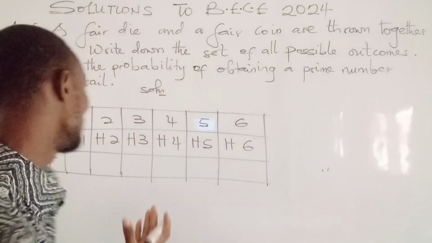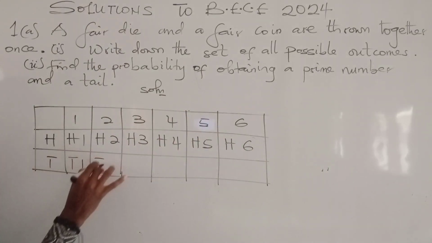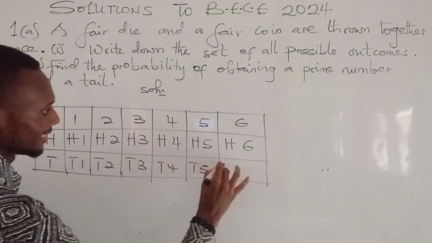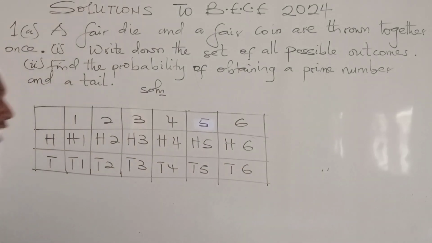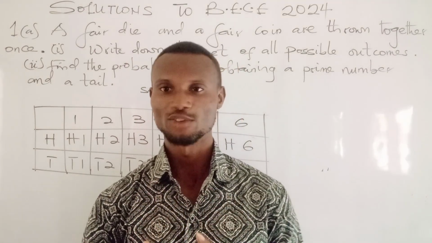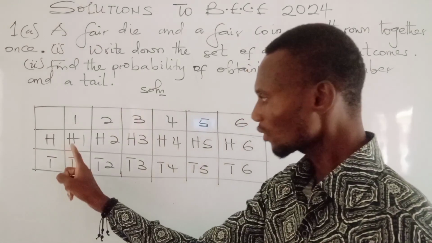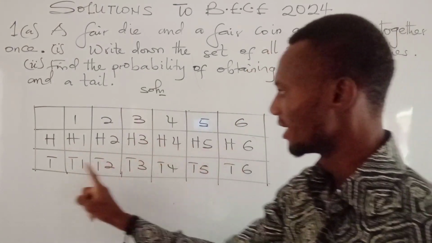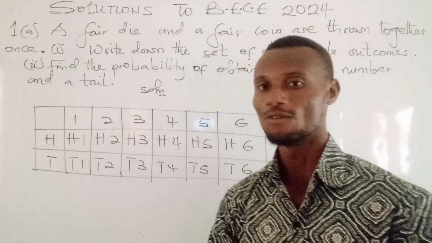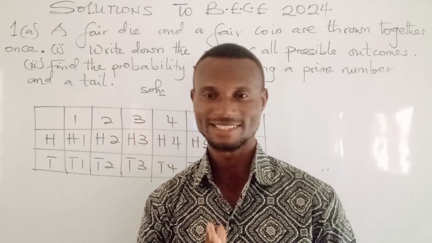We are going to do the same thing for the tail as well. I'm going to use it to pair the numbers. So I'm going to get tail 1, tail 2, tail 3, tail 4, tail 5, and tail 6. So these are the possible outcomes of throwing a fair die and a fair coin together once. You are going to get 12 outcomes. Let's count it and see. 1, 2, 3, 4, 5, 6, 7, 8, 9, 10, 11, 12. You can see, these are the outcomes of throwing a fair die and a fair coin together once. I hope you understand up to this point.